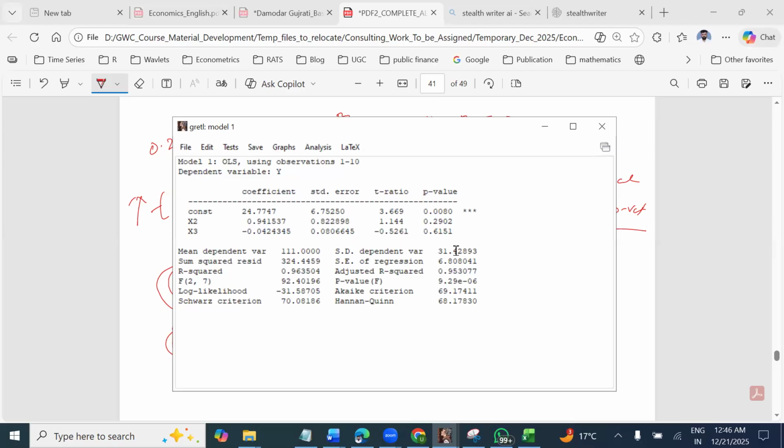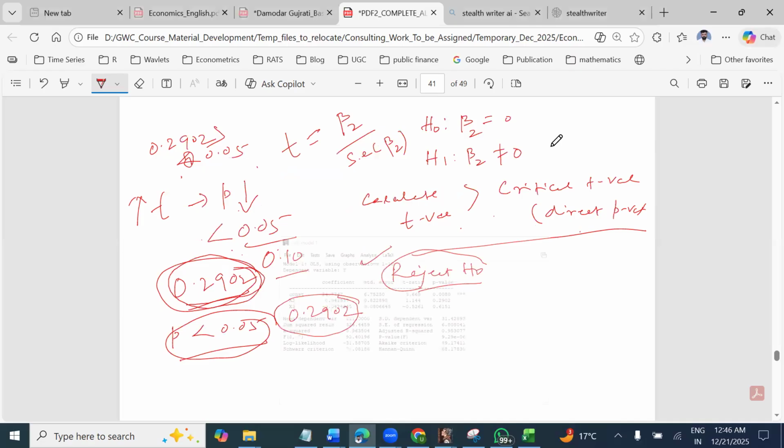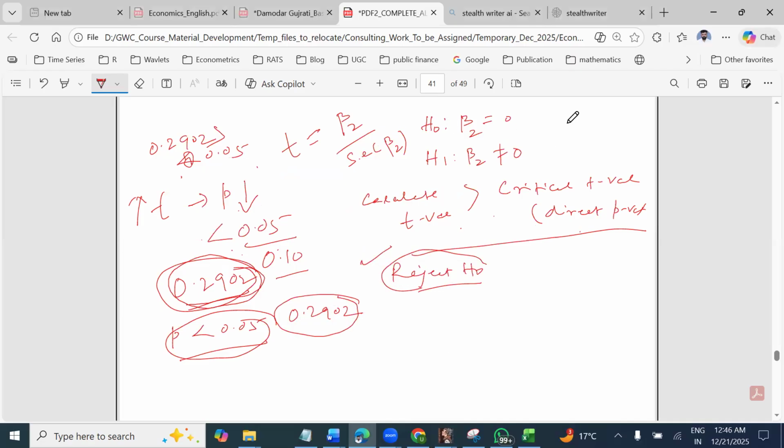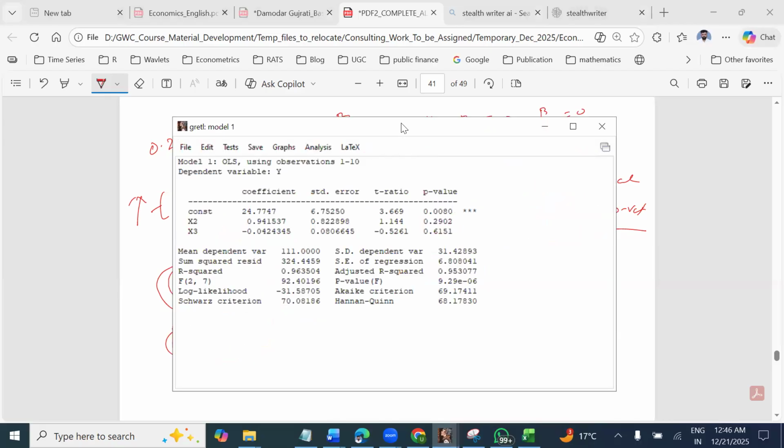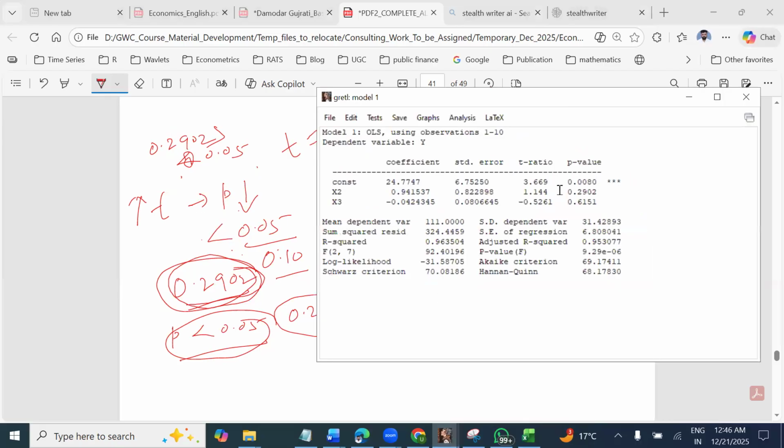Yes, sir. But only the intercept is statistically significant, the other two are statistically not significant. What does that mean? I am telling you that beta 2 is equal to 0 and beta 3 is equal to 0. Then why are you running this regression? Are you getting my problem? Yes, sir. Means there is no point. Because these two are not statistically significant, it means your numbers you are not able to defend. That is why you have run this regression.